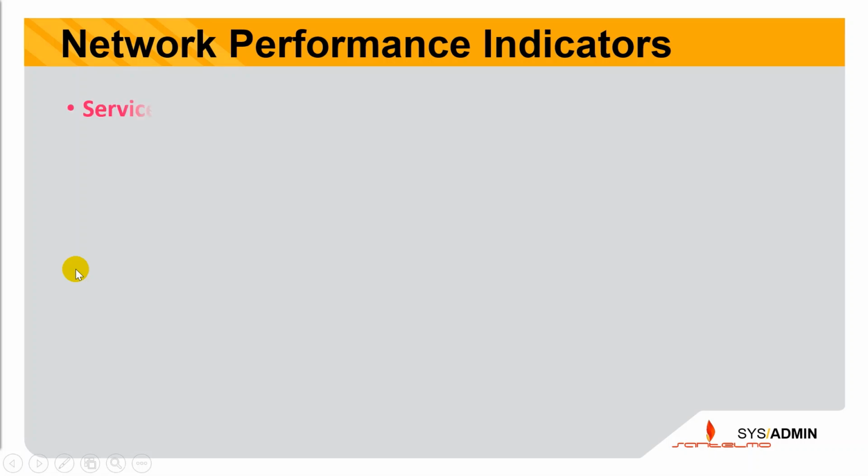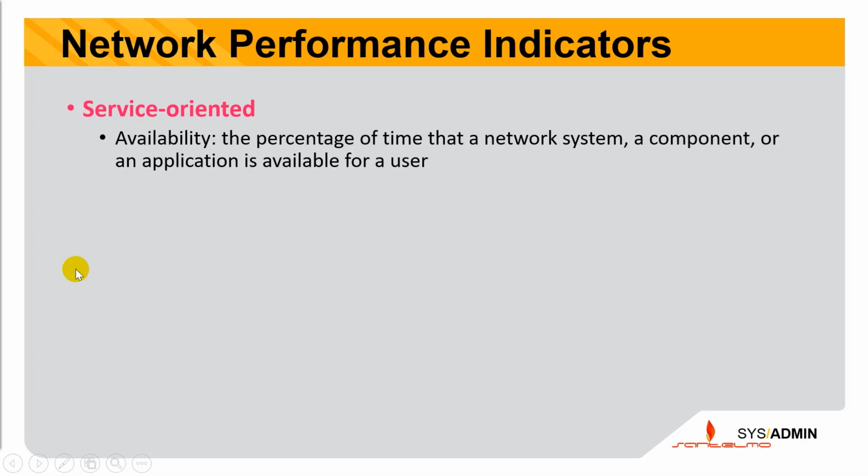Next is, how do we measure performance indicators? It's either service oriented. When you say service oriented, we talk about availability. Availability pertains to the percentage of time that the network, system, component, or application is available for a user. So we measure service oriented via the availability of the device and the availability of the resources.